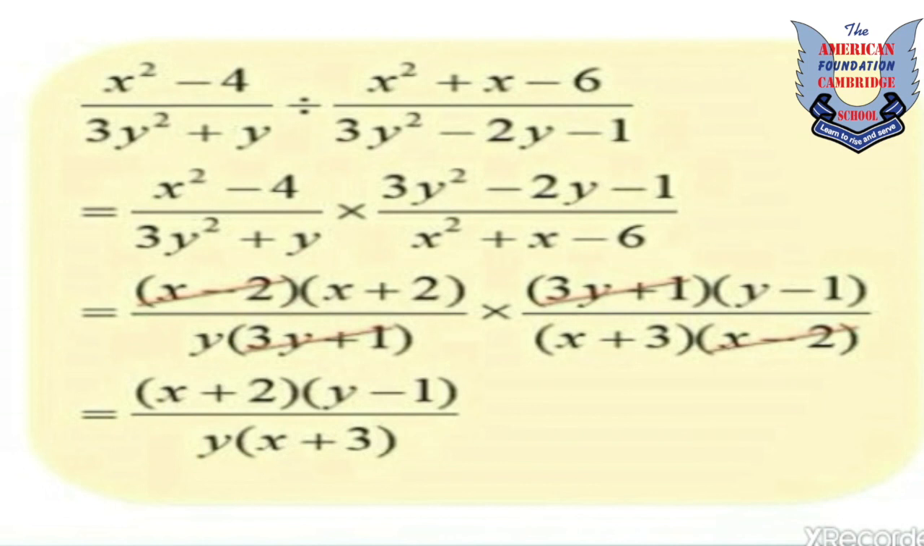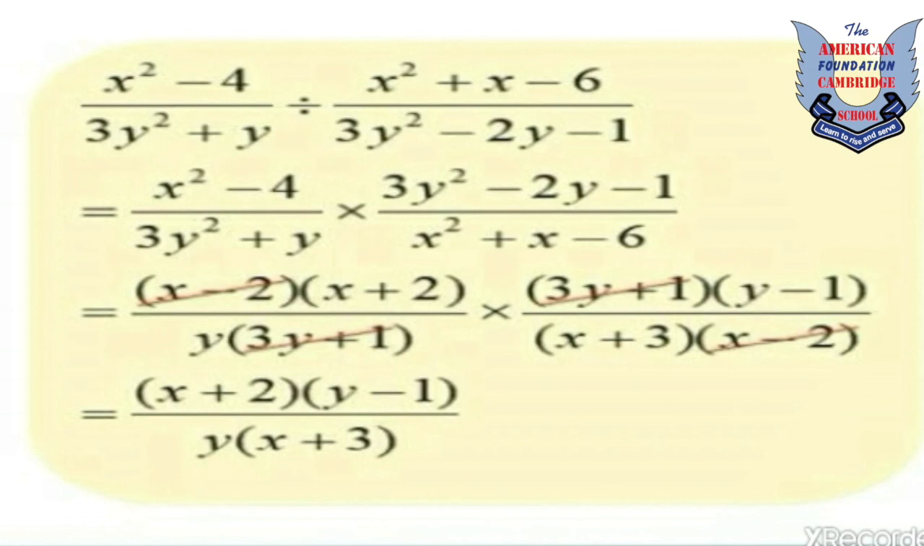Consider the last example of this lecture, and it is related to division of two algebraic fractions. The question is (x² − 4) upon (3y² + y) divided by (x² + x − 6) upon (3y² − 2y − 1). First of all, change this division sign into a multiplication sign and invert the second fraction. It will become (3y² − 2y − 1) upon (x² + x − 6). Now you have to factorize both the fractions.